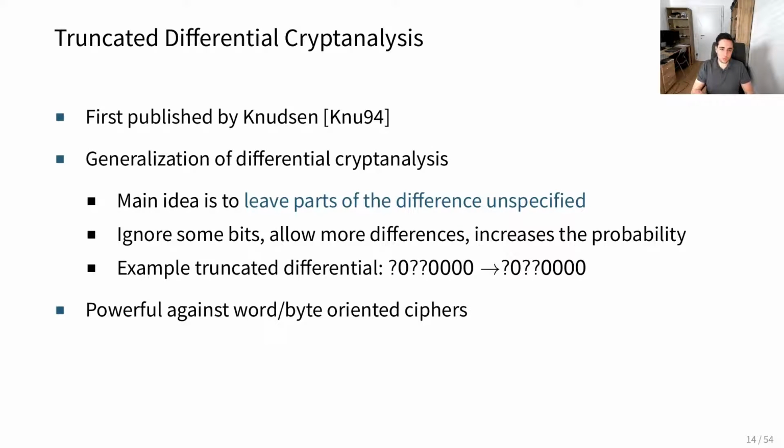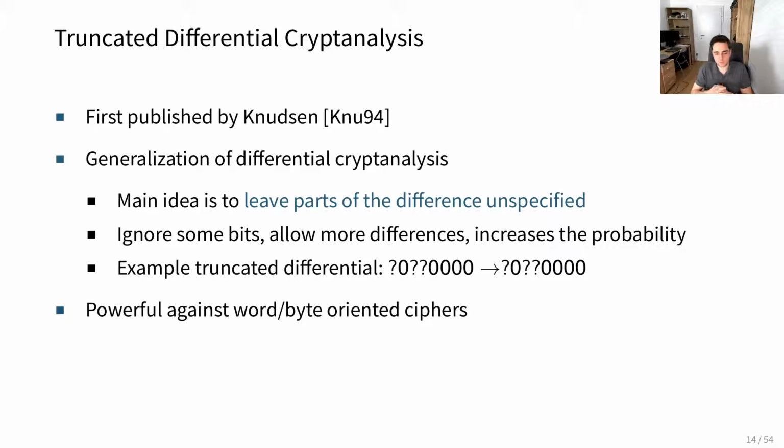It was first published approximately 30 years ago. And it's essentially a generalization of the classical differential cryptanalysis. But the main difference is that we leave parts of the difference unspecified. So we essentially don't care about parts of the differences, which means that in the end we ignore some bits. For example, if we talk about a bit-based scheme, we ignore some bits, which allows more differences. And the main goal, which is also achieved, is that we increase the total probability of a differential.